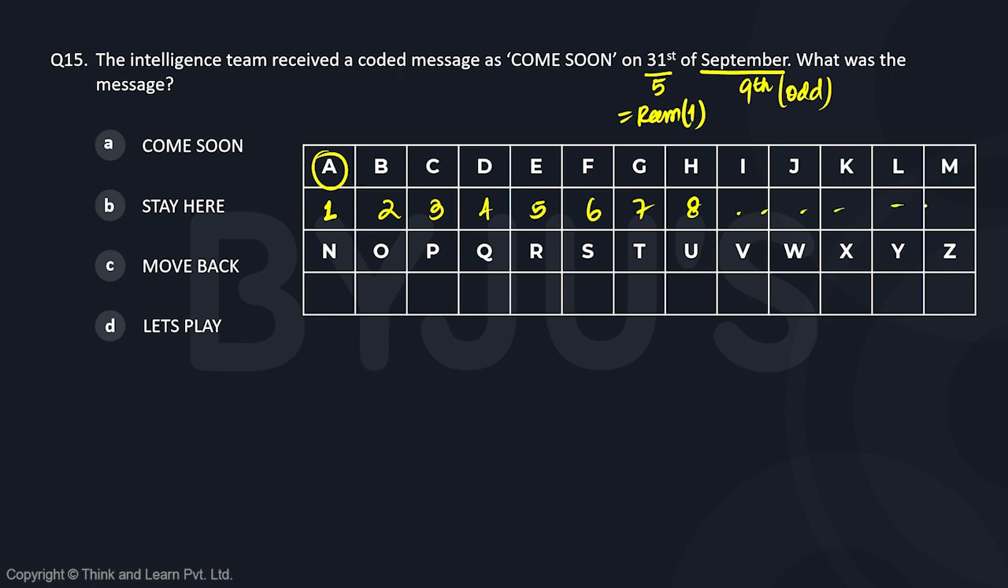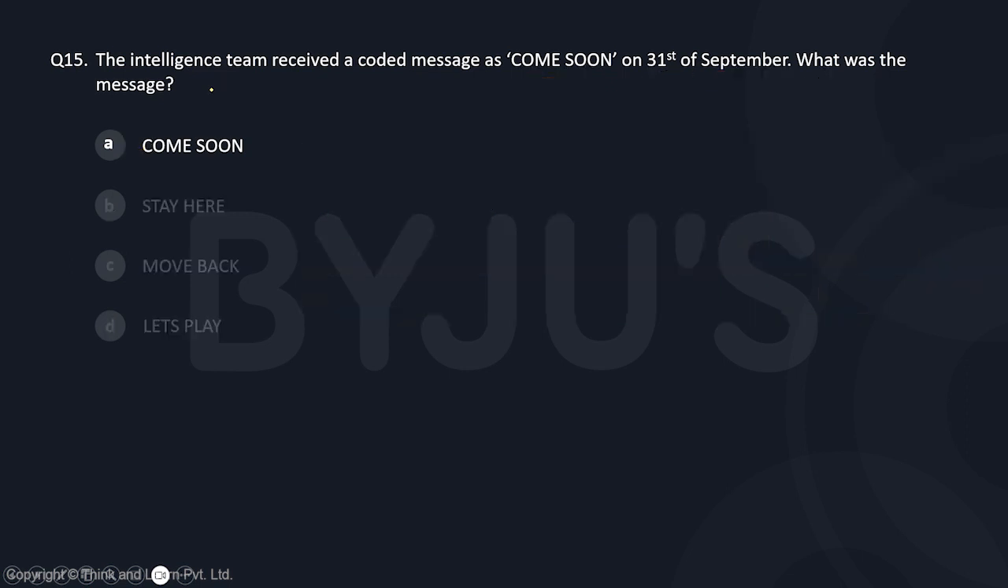So this is the normal sequence. So there is no encoding that has happened. So "come soon" should be the original phrase as well. Option A is going to be the answer.